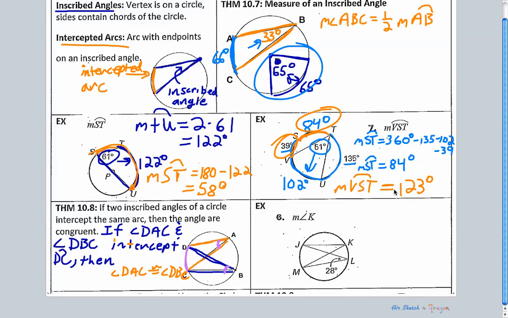Okay, so for instance, in this example, I'm going to find the measure of angle K, and I know that both JKM and MLJ intersect this green arc here, the same arc, then these angles must be congruent. That means that the measure of angle K must just be 28 degrees because they intersect the same arc JM. Okay, and that's the reasoning you've got to use for 10.8. Let's move on to inscribed polygons.